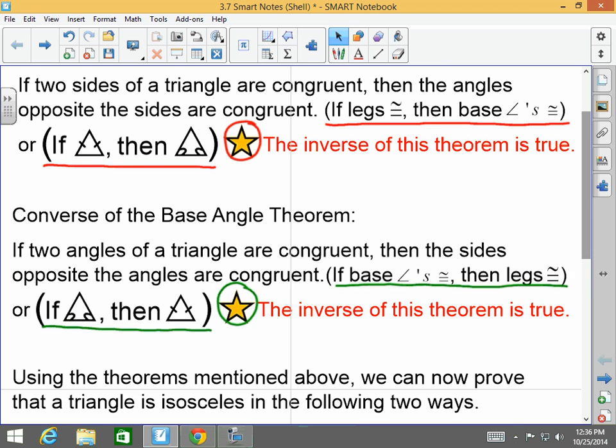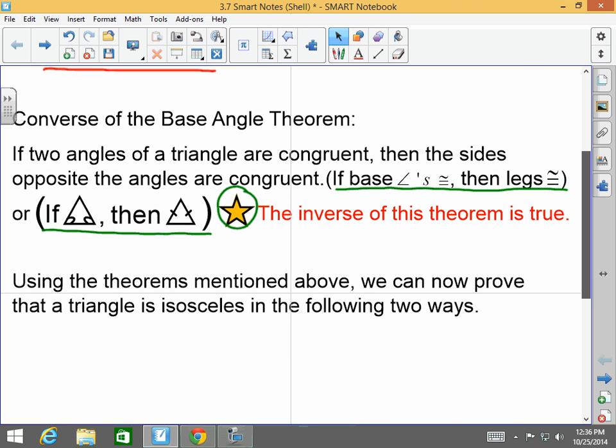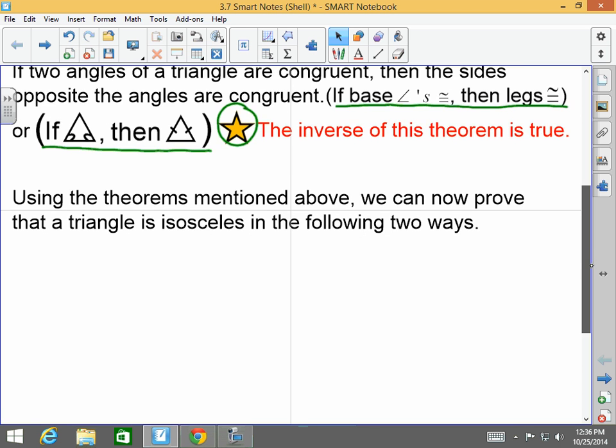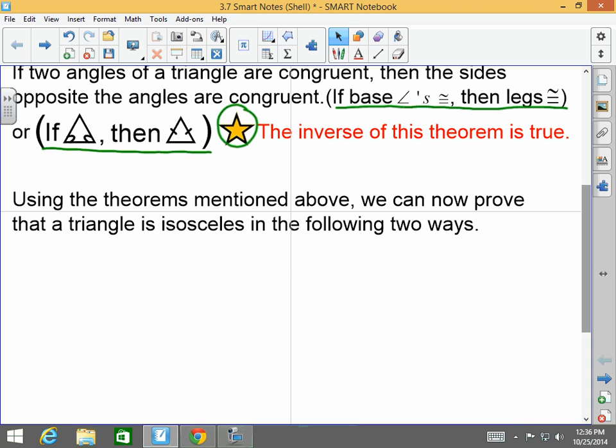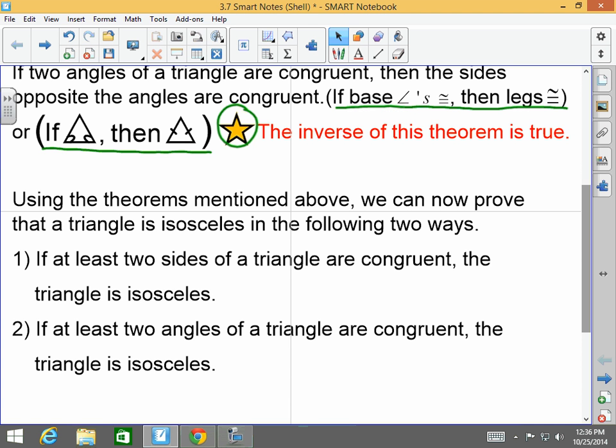Okay. So using the theorems mentioned above, we can now prove that a triangle is isosceles in the following two ways. Number one, if at least two sides of a triangle are congruent, then the triangle is isosceles. And number two, if at least two angles of a triangle are congruent, then the triangle is isosceles.